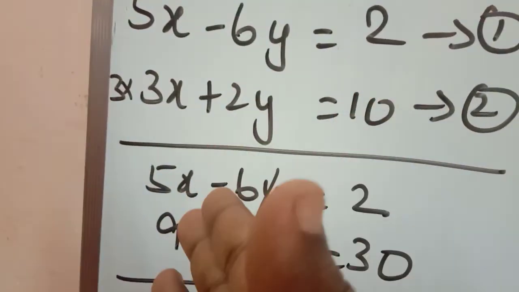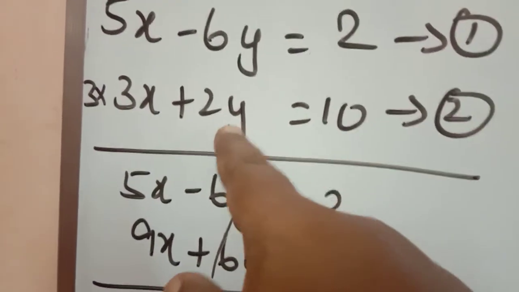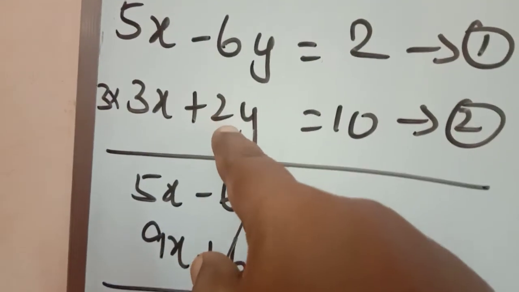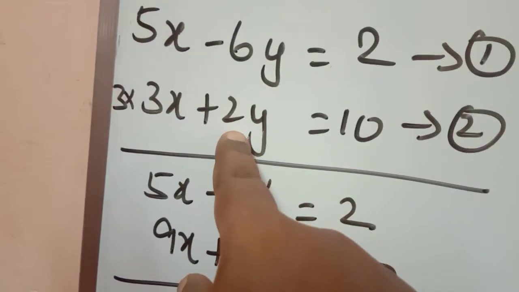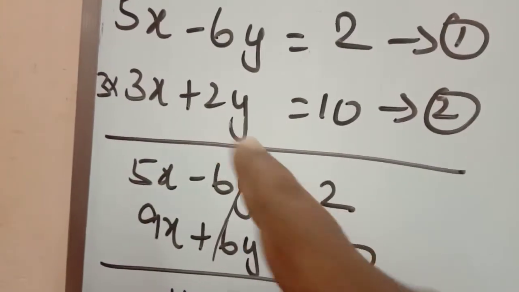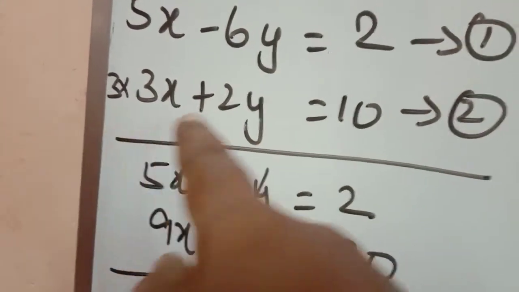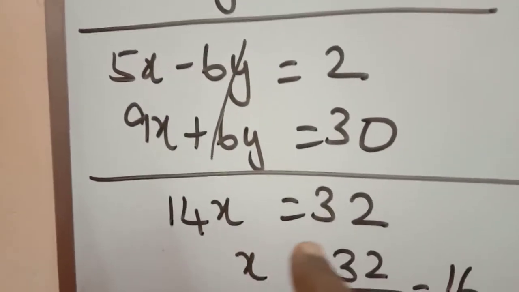Either we can eliminate x or y first, no problem. I am going to eliminate y. So 6 and 2 LCM is 6. So multiply by 3, 3 2s are 6. Here 6 is there, so no problem. So the first equation as such we can write. Second equation multiply by 3 to make it as 6. So if we eliminate, we will get 14x equal to 32.